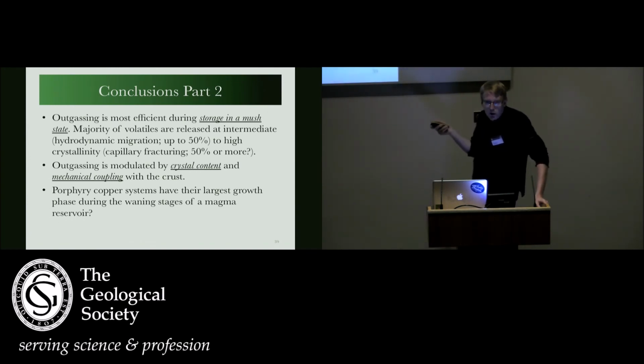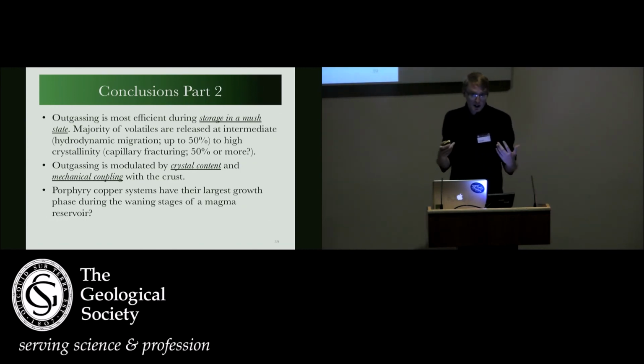You have a lot of important mechanical effects that come from your crustal response. So crystal content is important, but you also need to take into account your mechanical coupling, which will act to hinder your outgassing. And then perhaps, I just put a question mark here, but perhaps interesting for the porphyry copper system, if this is true, then you might think that porphyry copper systems will actually have their largest growth at the end or the waning stages of your magma reservoir life, rather than when it's erupting a lot of magma. So that's something that I just threw out there. Maybe you have thoughts on this.